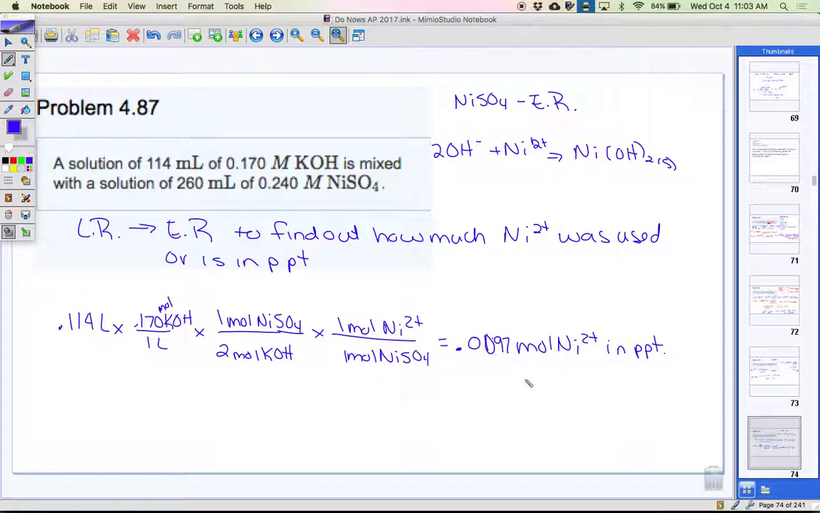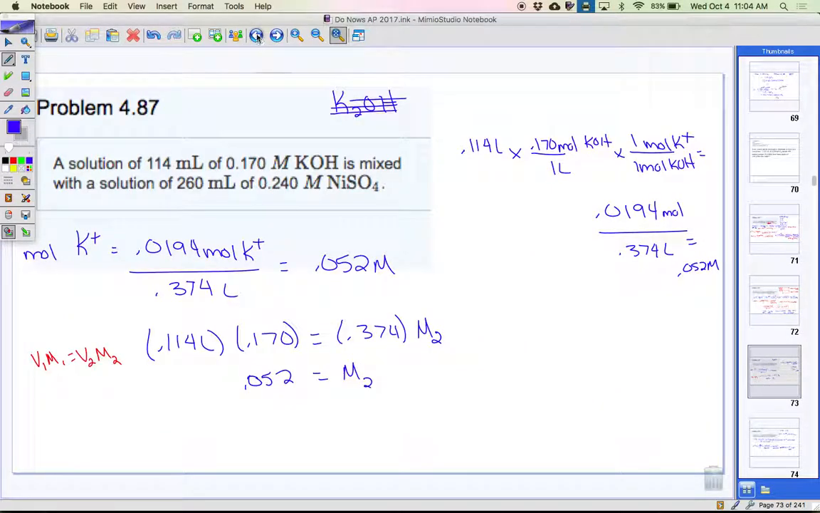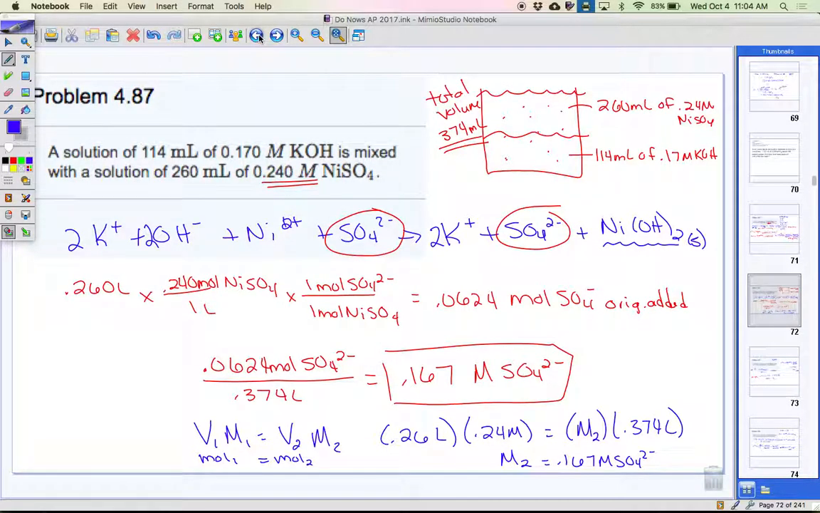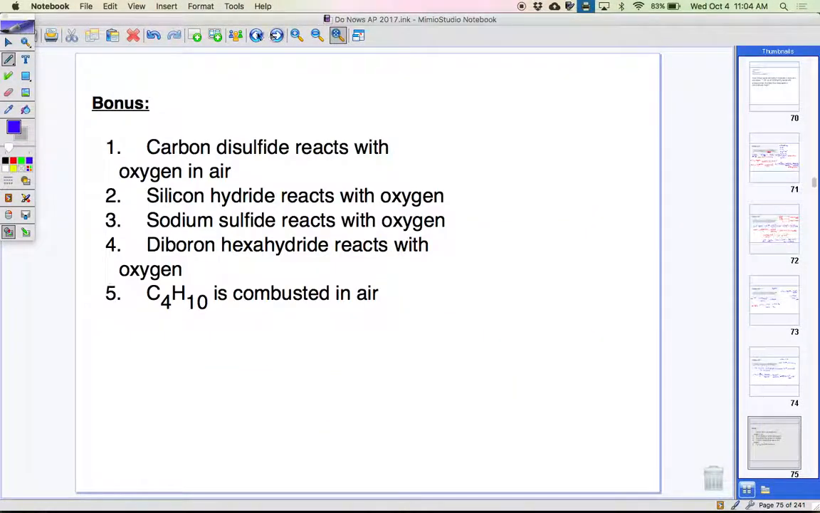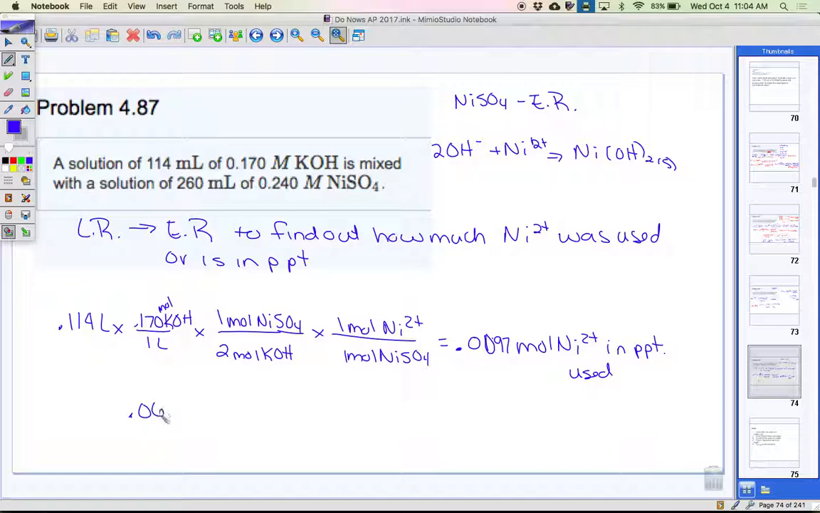All right, so this is how many moles of nickel went into the precipitate. It's how much got used up in the reaction. So how many moles were left over? We'll go back to your nickel moles. Where was our nickel? This one, right? That's how many moles of nickel were there to begin with. So 0.0624. Is it moles of nickel or moles of nickel sulfate? It'll be the same, because it's 1 to 1.